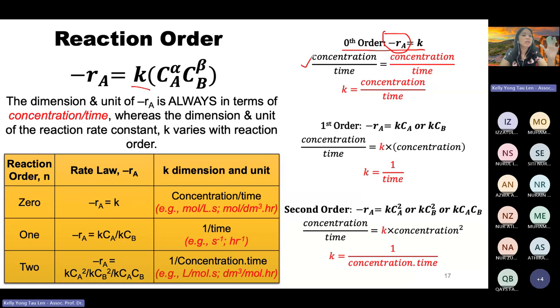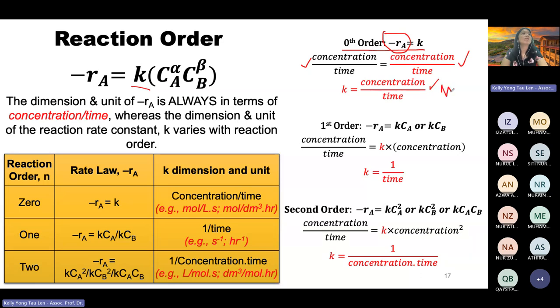Sebab tu kalau kamu tengok unit minus RA, dia biasanya contohnya mole per dm cube minit, mole per liter saat, so on and so forth. Tapi dia masih concentration per time. So kalau belah kiri kamu concentration per time and zero order minus RA equals to K, therefore your unit and dimension of K is the same as minus RA. So dia akan menjadi concentration per time juga. Maka for zero order reaction, unit K dan dimension K adalah concentration per time.